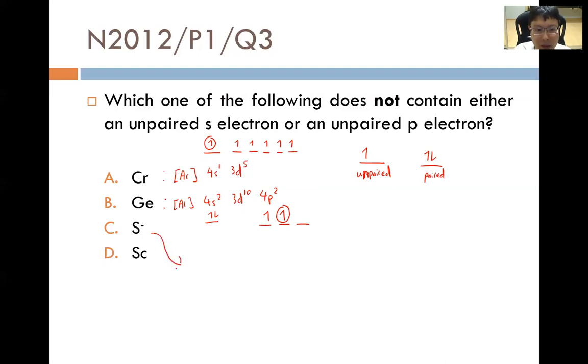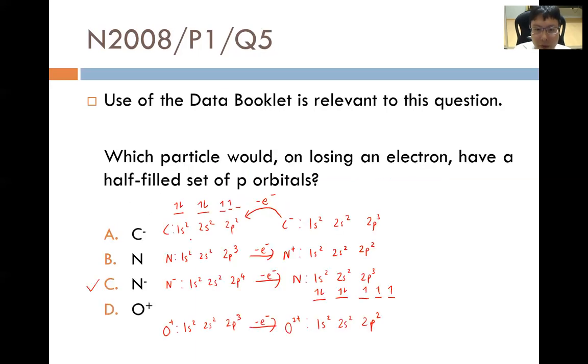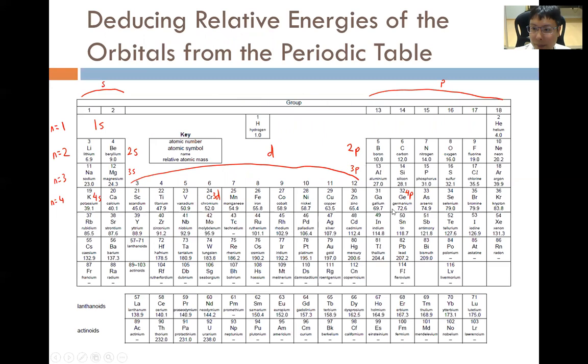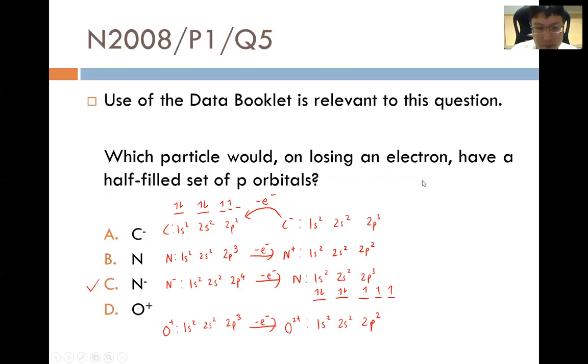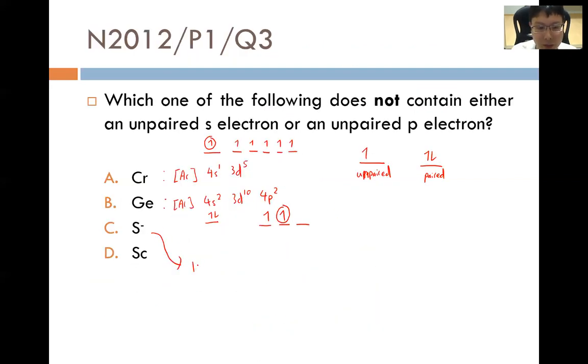Okay, for S minus, again, we have to go back to the periodic table to see where it is. So here, 3s2, 3p4. 1s2, 2s2, 2p6, 3s2, 3p4. And this will have 2 electrons, and here it has 1, 2, 3, 4. And it is true that it contains an unpaired p electron, although it does not contain any unpaired s electron.